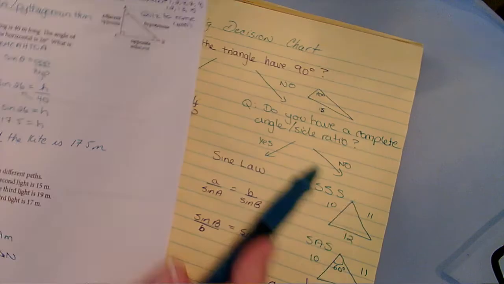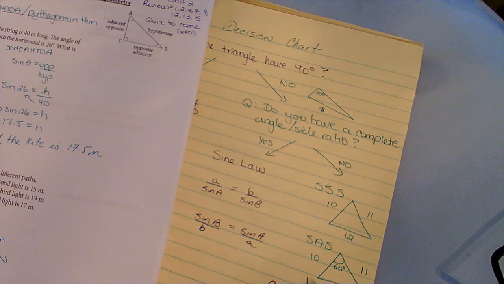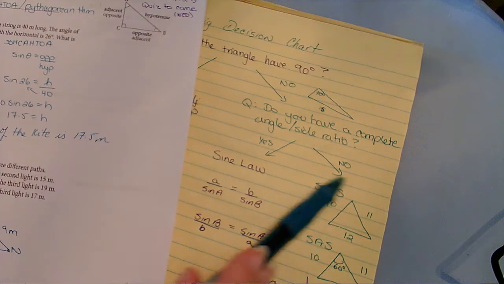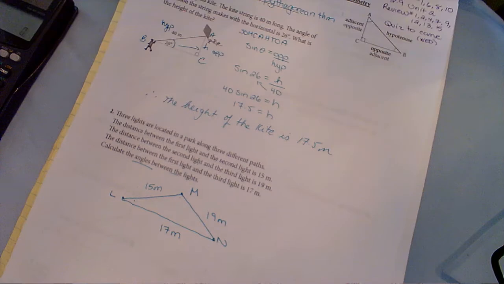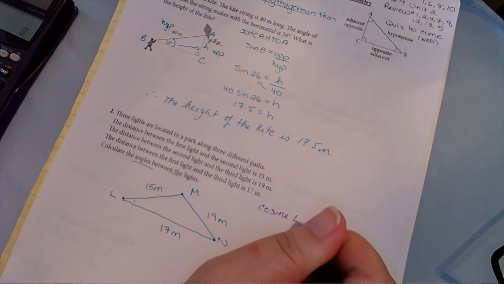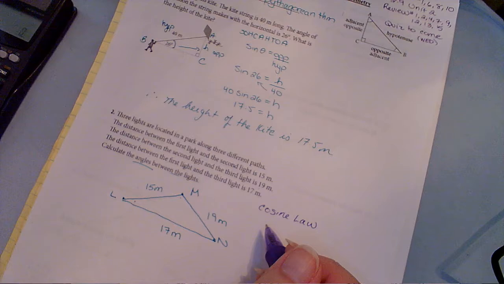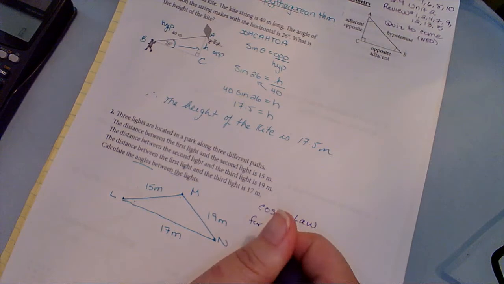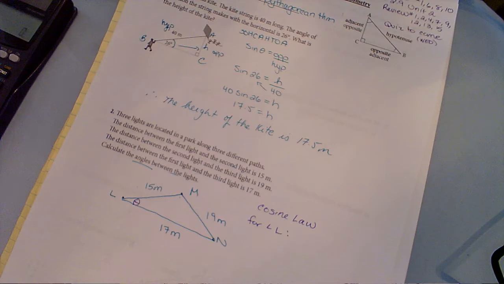So that's a no. Do you have side, side, side or side, angle, side? Well, I have the side, side, side situation. So that means it's cosine law. So based on the decision-making chart, we're going to use cosine law. And we're going to use it to find angles. So this is the one that you rearrange. Let's try angle L. I just happened to pick this guy. So let's use that guy as our first guy that we're going to find, angle L.